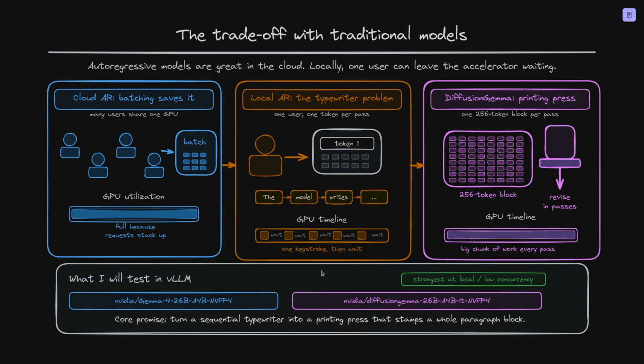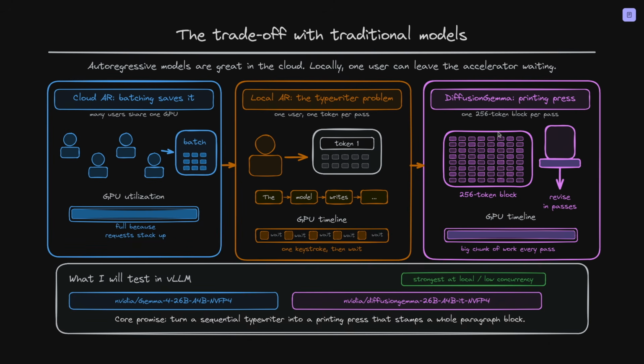And on the right, Diffusion Gemma tries something different. Instead of generating one token at a time, it will work on blocks of tokens, which are named a canvas. In Diffusion Gemma, the canvas is 256 tokens. But this is important. It does not mean the model writes 256 perfect tokens in one pass. This is not how diffusion works. The better way to think about this is that the model creates a rough block and revises that block through multiple passes.